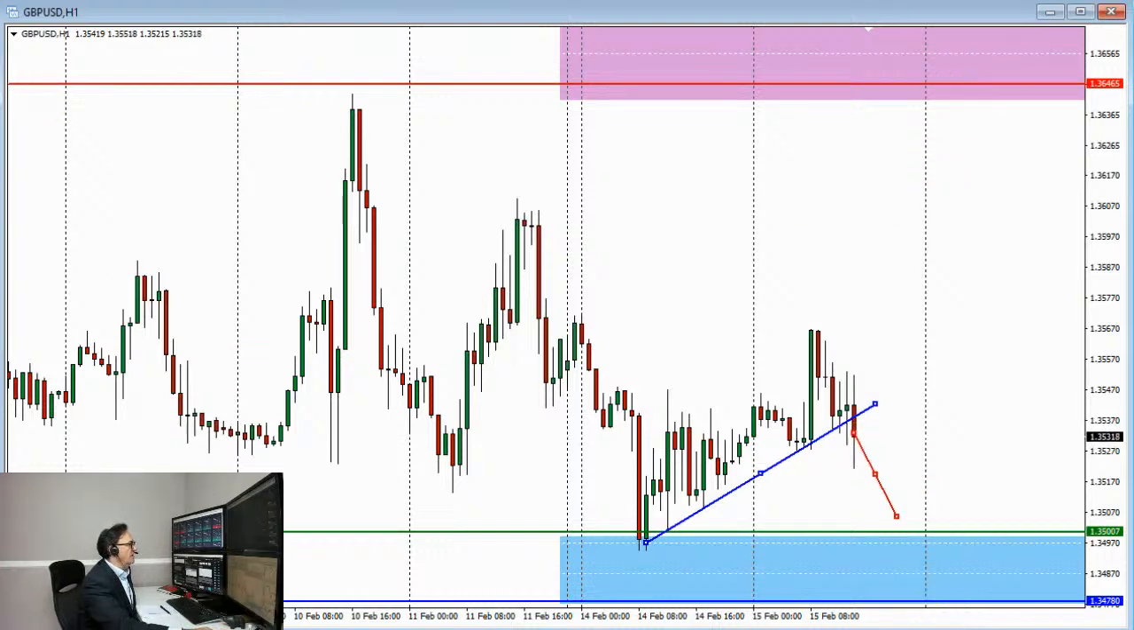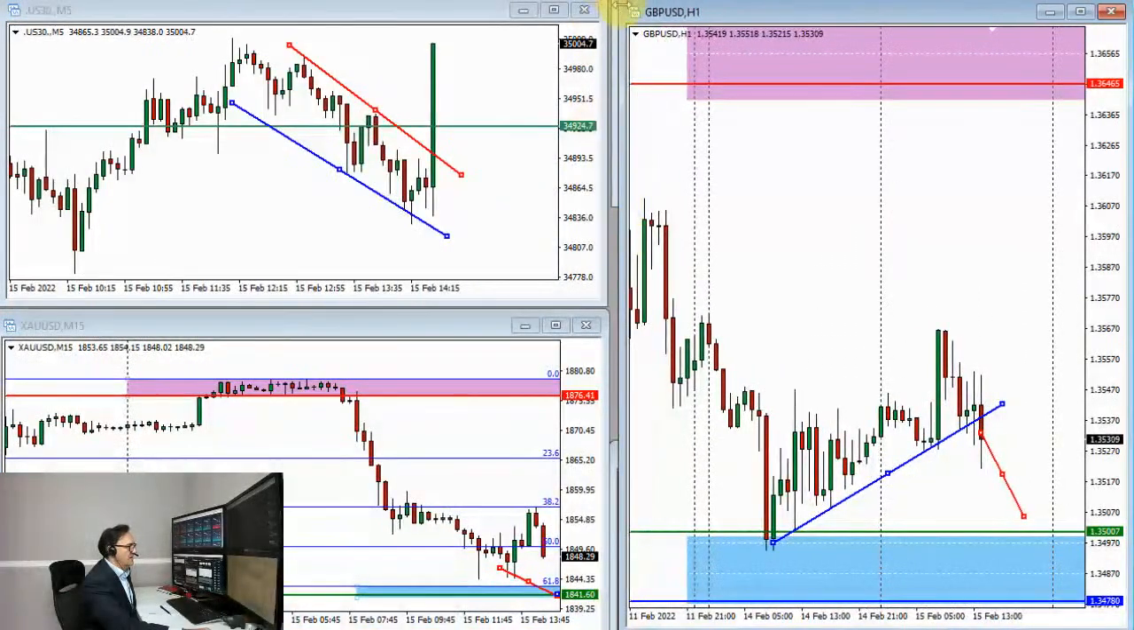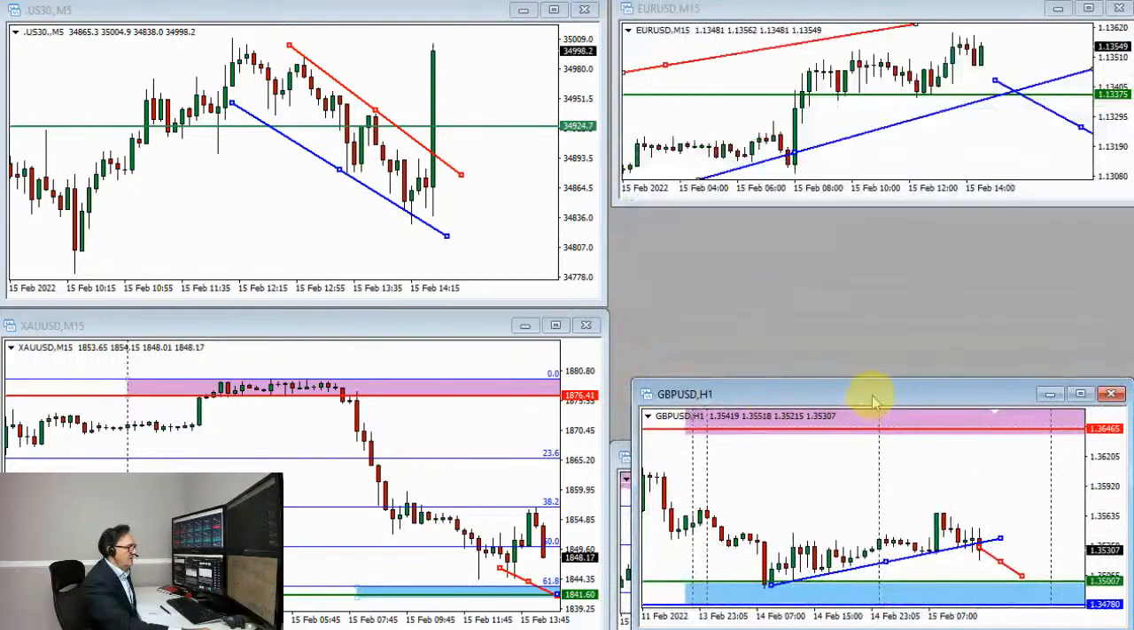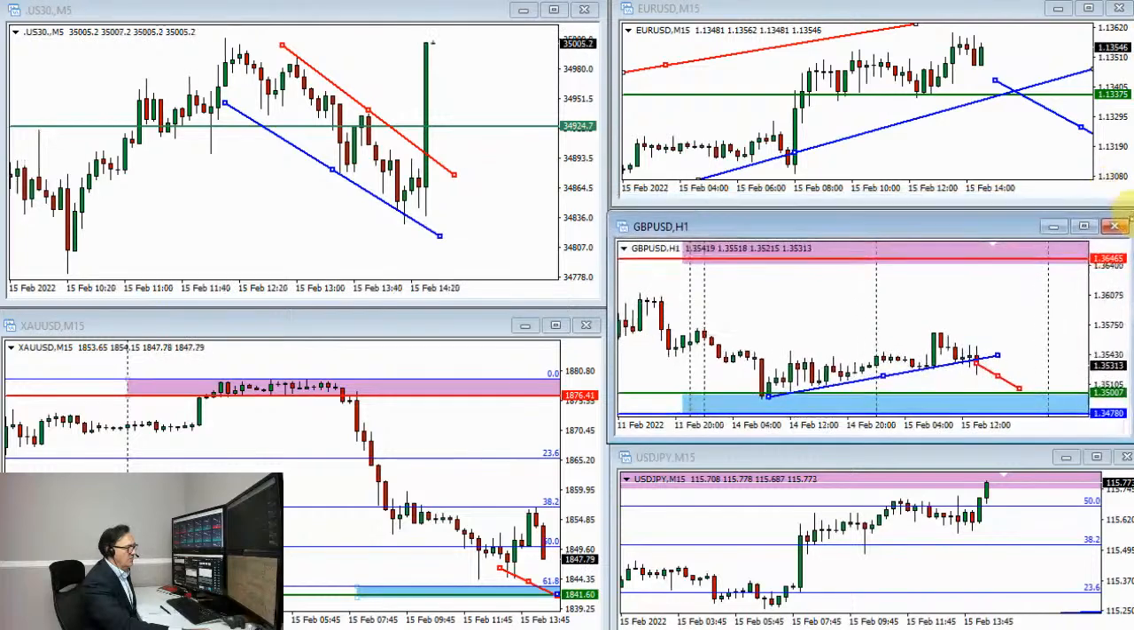So I'm currently underwater with my gold trade, but Nasdaq is doing quite well and FTSE is doing quite well. So happy with those two.